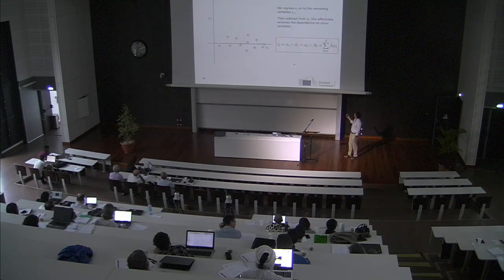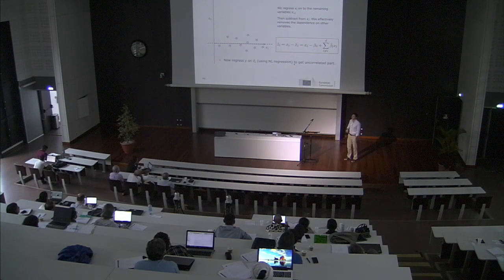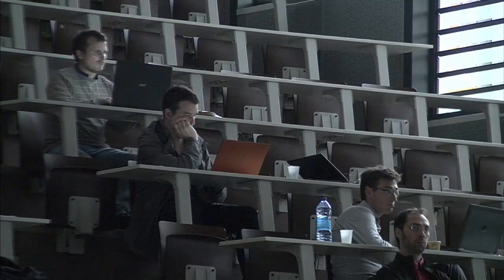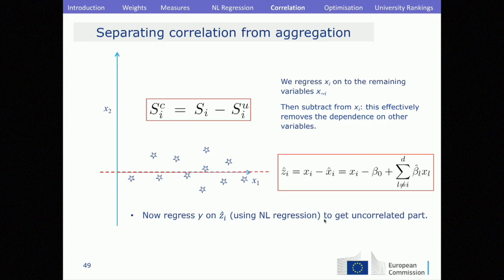To show you slightly more formally, all it is is a linear regression, and then you take the difference between the two and you end up with this z hat i, which is somehow like the uncorrelated xi. If you now regress y on it in the same way that we were doing before with the nonlinear regressions, we get an SI using this new uncorrelated sample. I'm not sure if that's exactly the right terminology. That gives the uncorrelated SI, okay? And of course, knowing the sum of the two adds up to SI, we can find the correlated part simply by subtraction.